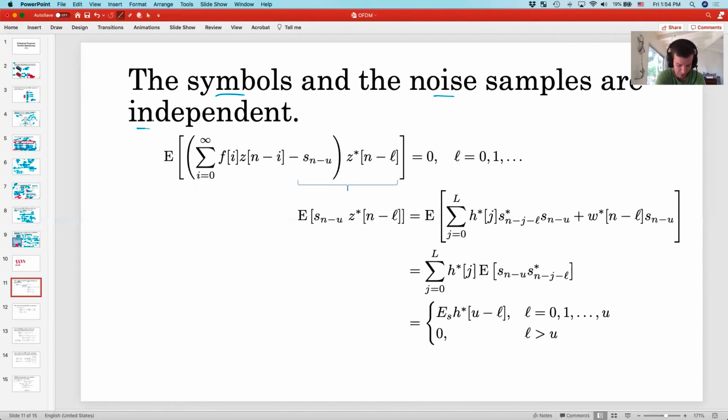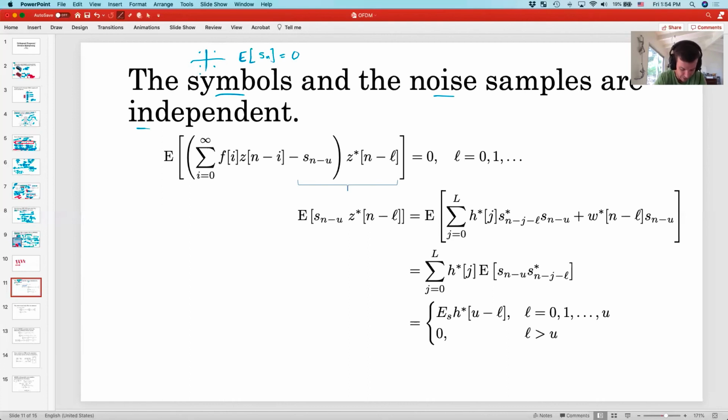And then also remember that the symbols, we're going to assume that they are equally probable, which means that the expectation of symbol n is 0, right? Because the average of these 4 points is the origin, if they're all equally likely. Okay, so that's going to be also pretty key to simplifying what goes on down the line.